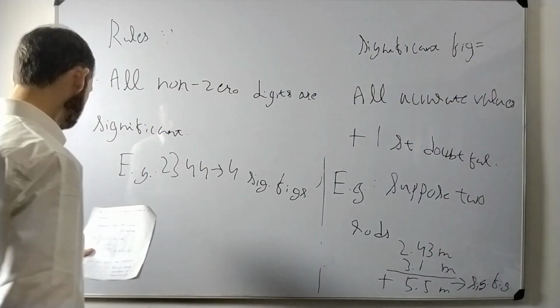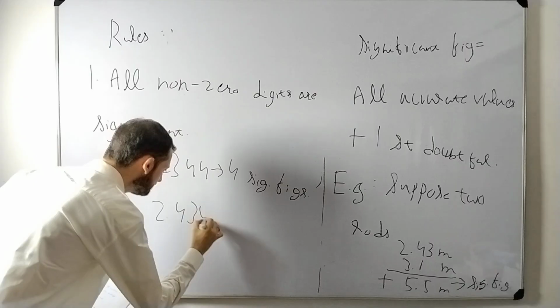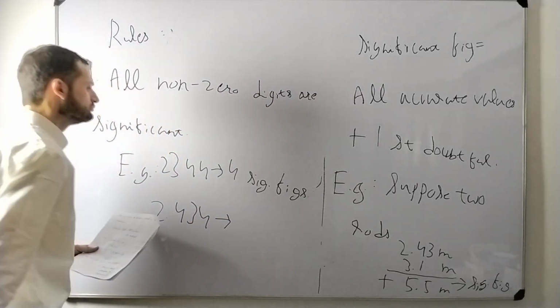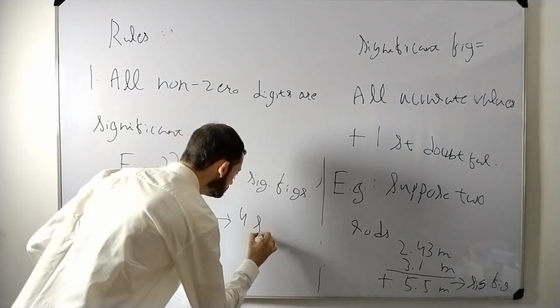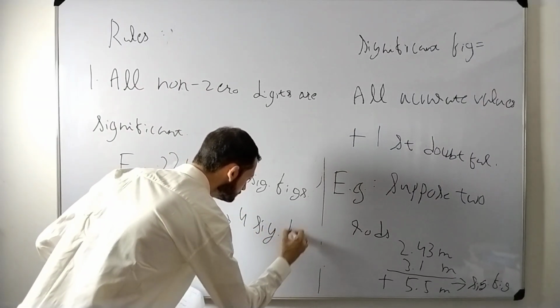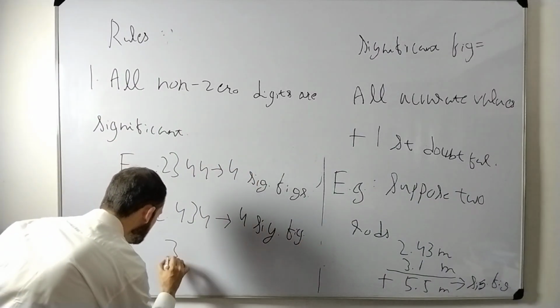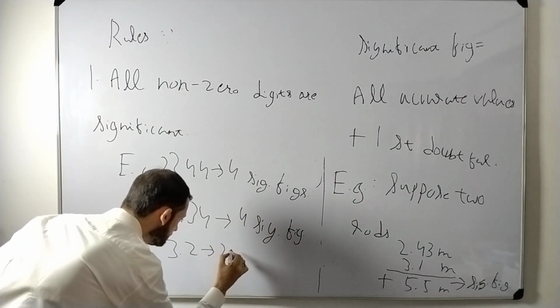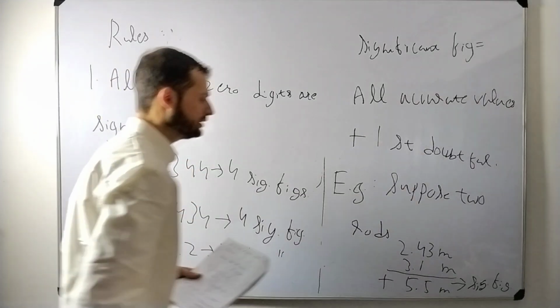Okay, students. 2.434, again 4 significant figures. 3.2, 2 significant figures. Okay.